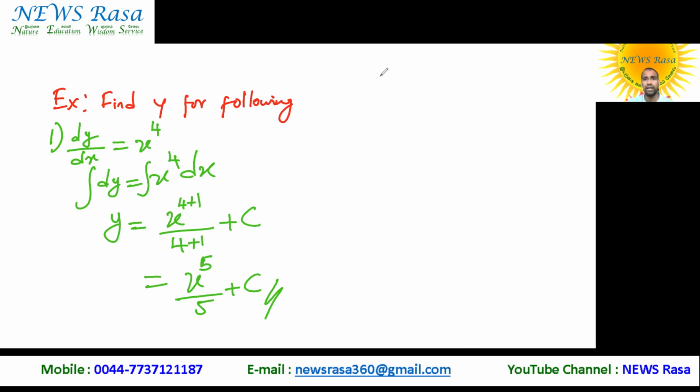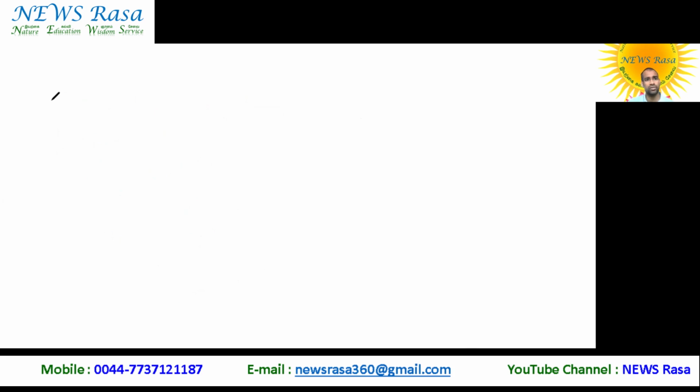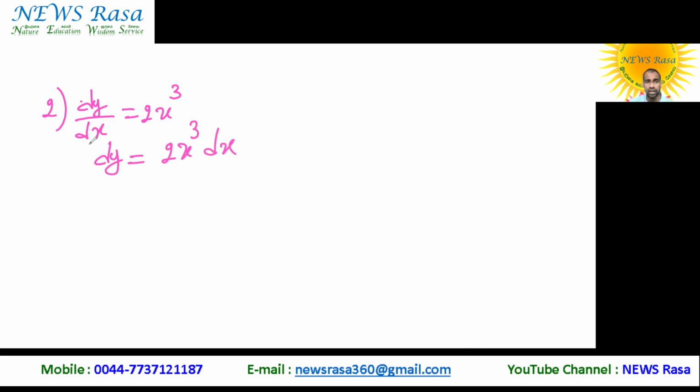So if I clear that, the second example I'm going to look at is dy by dx is equal to 2x cubed. So this is a slightly different function. Okay, but let's see how we do the integration to it. Okay, so we do dy equals 2x cubed dx. Okay, are you with me so far? Right. So we do the integration for both sides.